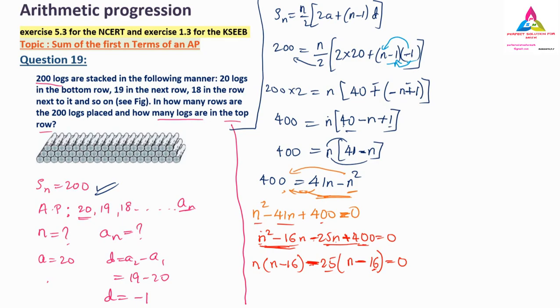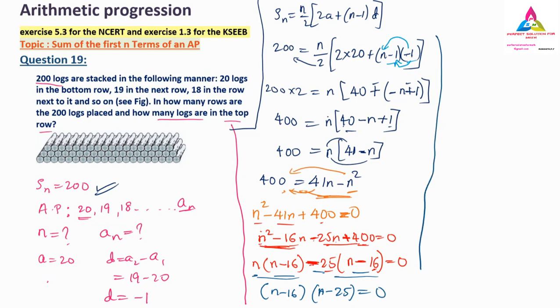Now you can compare together. Concentrate here. Compare this term and this term. If you compare, n minus 16, n minus 16, so n minus 16 is common. Here what is left is n, and here what is left is minus 25. That is equal to 0. Understood? Now if you want to go further, you can move on. That is n minus 16 is equal to 0.